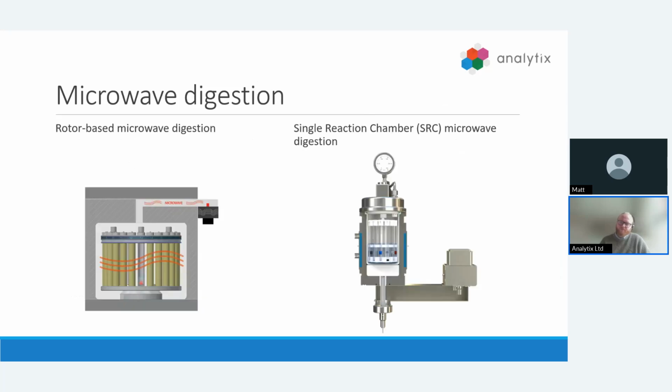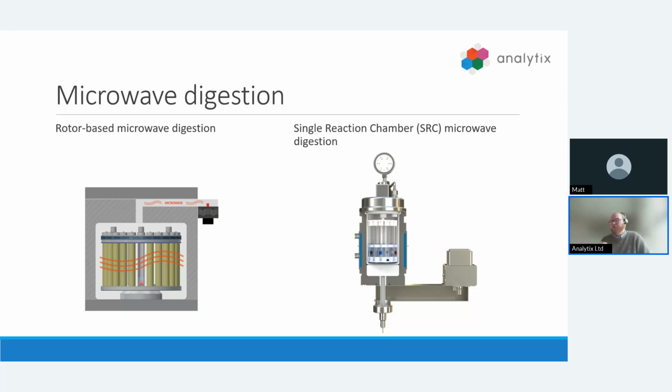So in terms of what I'm going to cover on microwave digestion today, there's two approaches. We have rotor-based microwave digestion and single reaction chamber microwave digestion. Rotor-based is the classic approach to microwave digestion with an oven-type cavity fitted with rotors made up of a number of sealed vessels, which range up to 44 positions for simultaneous digestion of batches of same sample types and acid chemistry.